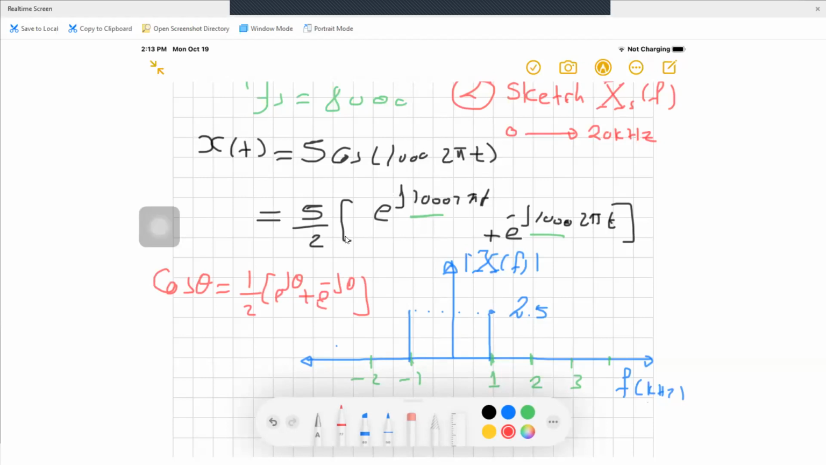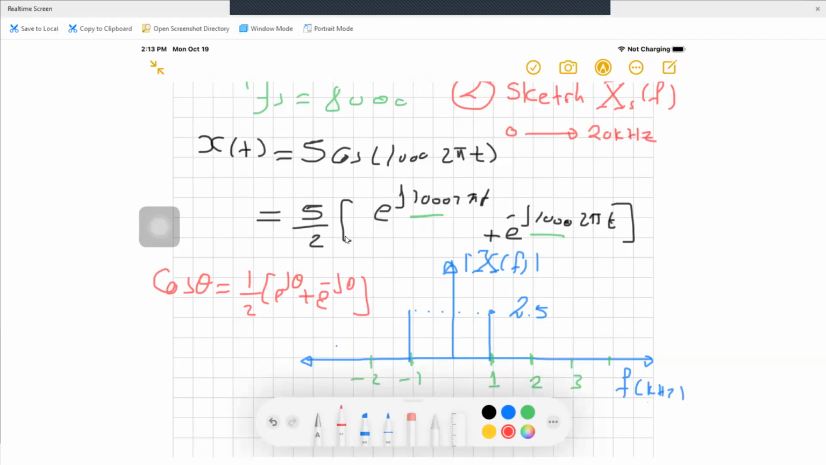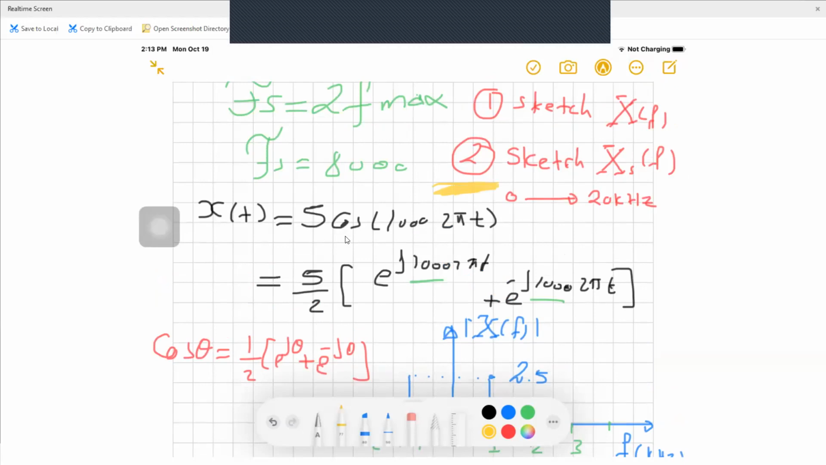Okay, now we have what? We have plotted the spectrum of the original signal x of f, and as you can see, we have two components at 1 and -1, and the amplitude of each component is 2.5 according to the Euler identity. Well, of course. Now we are going to sketch or obey the second requirement. Look at the second requirement. Second requirement talks about sketching the sampled signal XS of f.